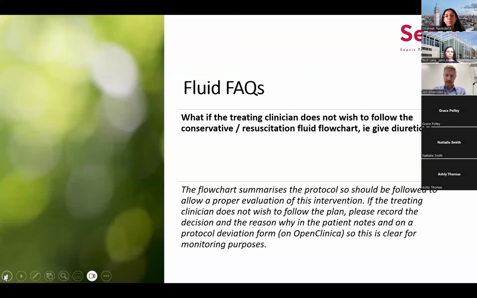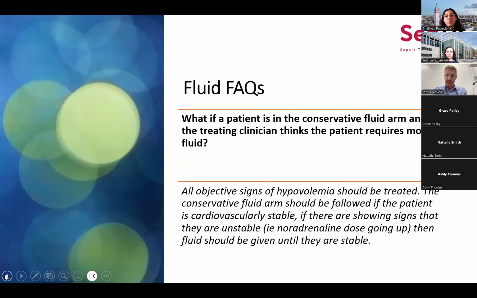Having said all that, if a patient is really unwell and someone really believes that this is the right thing that the patient really needs, then obviously the patient comes first. Okay.